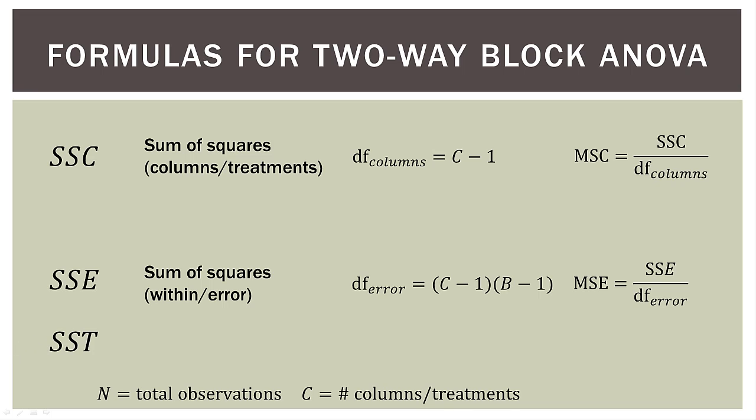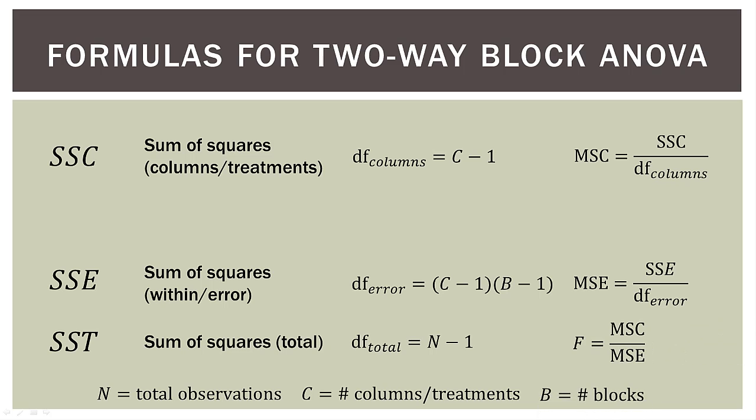So for the total SST, the total sum of squares, the degrees of freedom is N minus 1. In this case, that would be 18 minus 1, which is 17. And then we're going to have this F ratio, which is mean square columns divided by the mean square error.